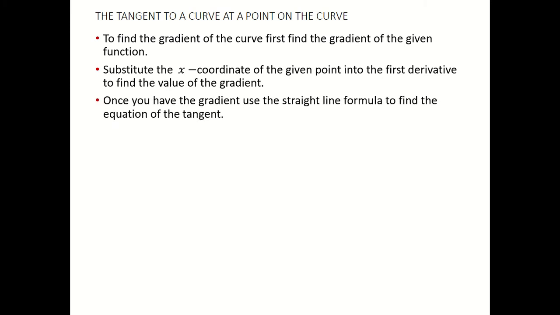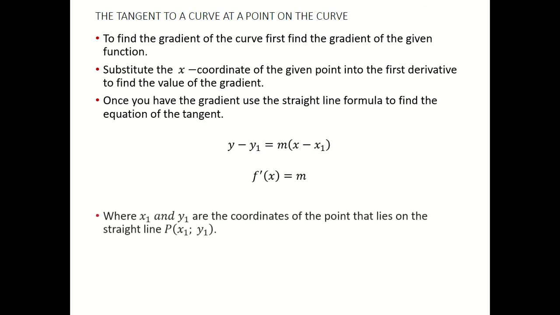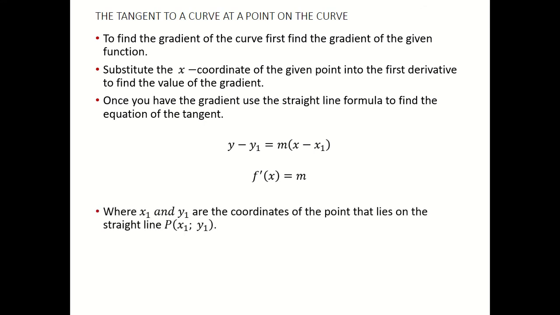Once you have the gradient, use the straight line formula to find the equation of the tangent. So basically, you all know the straight line formula where you have y minus y1 is equal to m. M is the gradient that we found in step number 2, and you'll have x minus x1. Note that y1 and x1 is simply the coordinates of the point that lies on the straight line, okay?